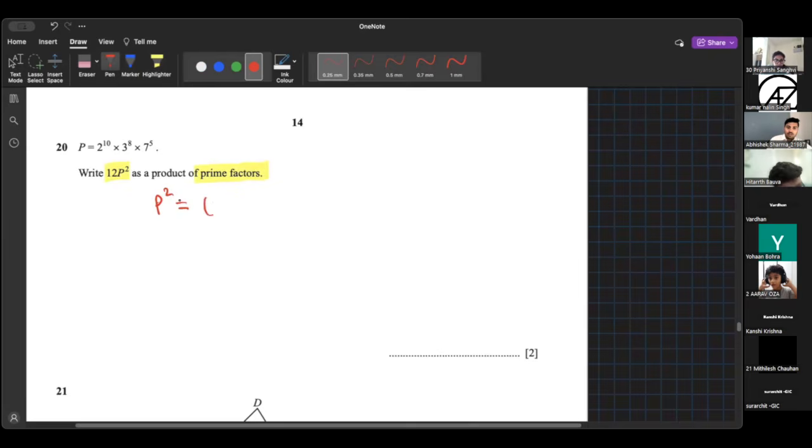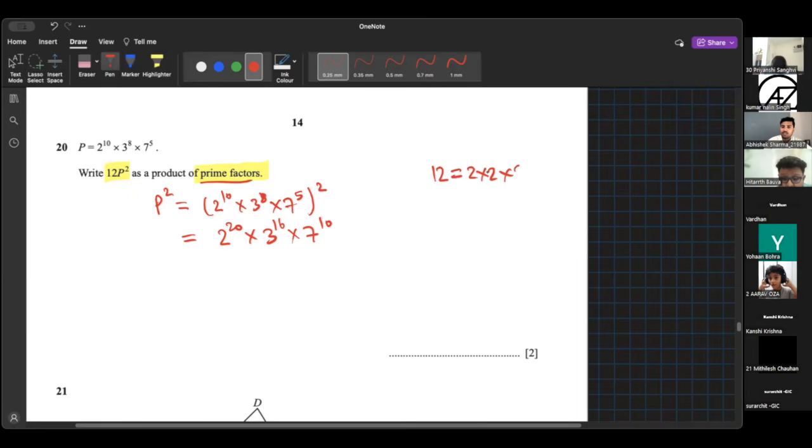What is P squared? 2 raised to 10 multiplied by 3 raised to 8 multiplied by 7 raised to 5, whole to the power 2. So that will give us 2 raised to 20 multiplied by 3 raised to 16 multiplied by 7 raised to 10. Can we write like this? This is the P squared value, but they are telling us to find 12P squared. So let's factorize 12 also, because ultimately we have to write it as factors. So 12 can be written as 2 into 2 into 3, right? 2 into 2 into 3 means 2 raised to 2 into 3 raised to 1.